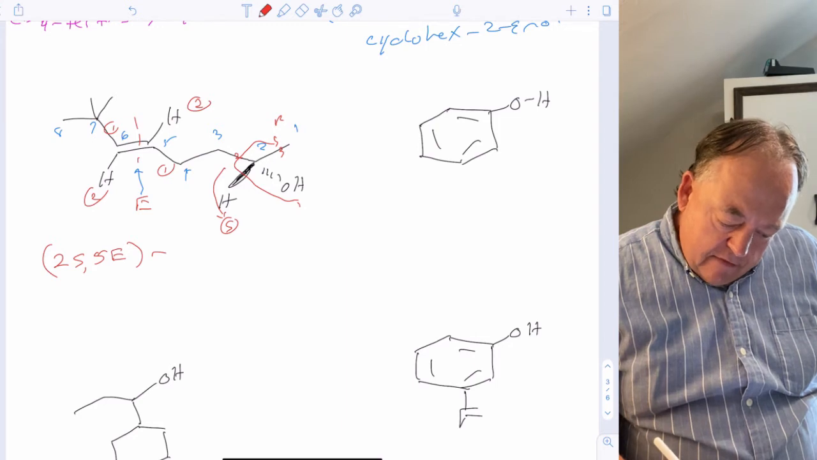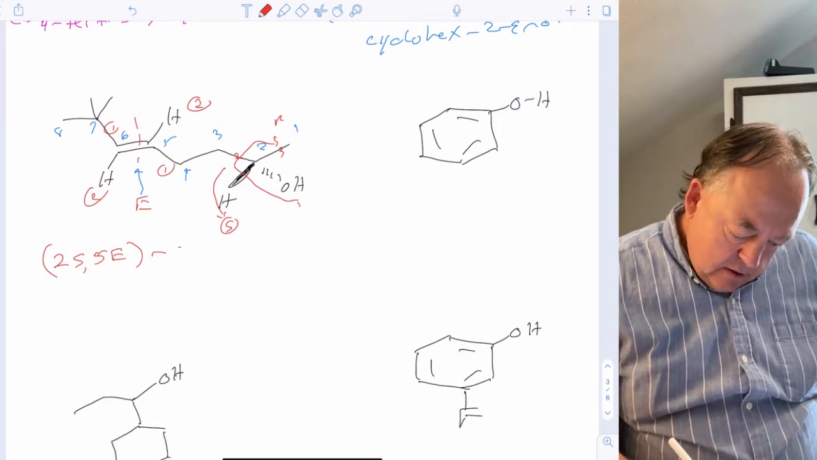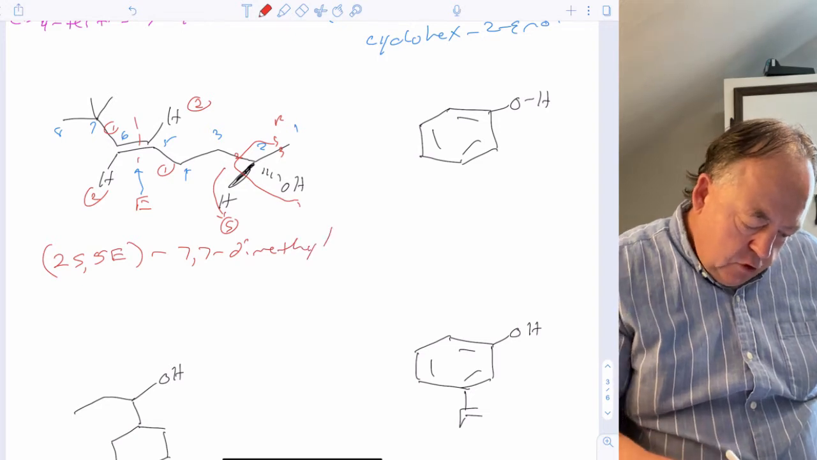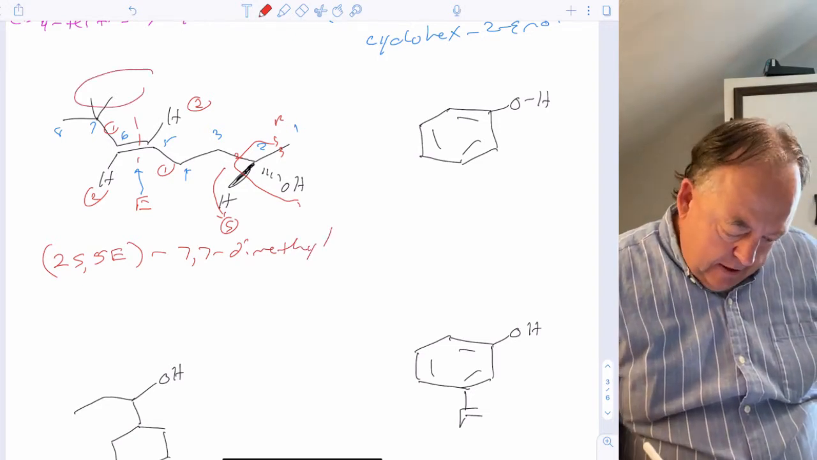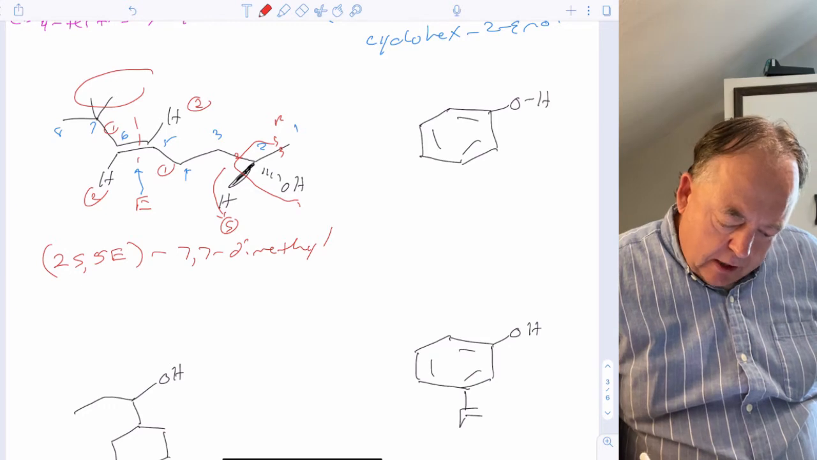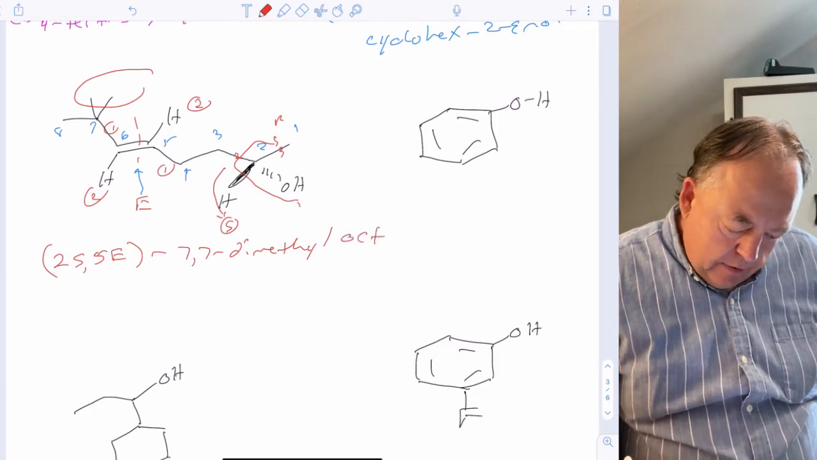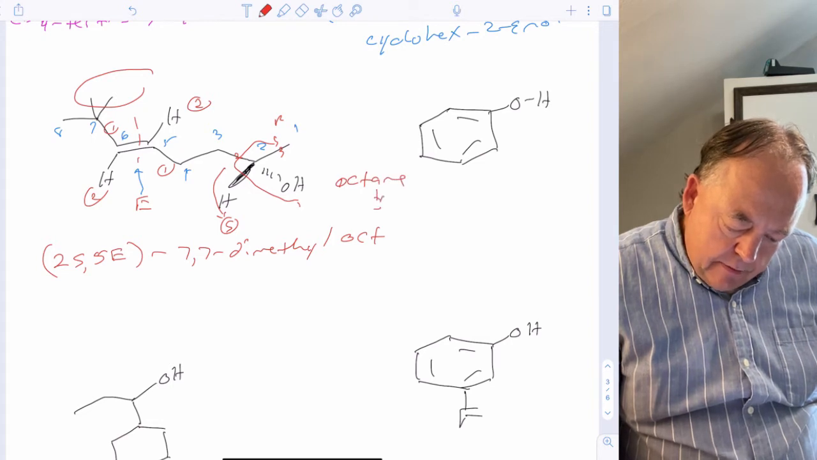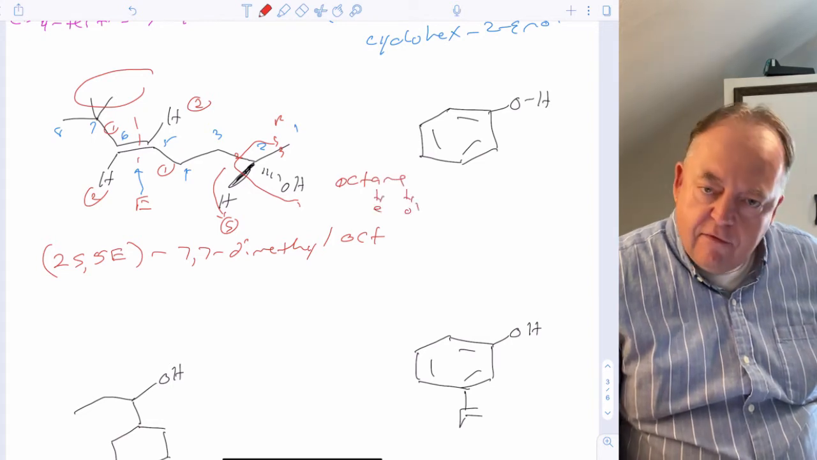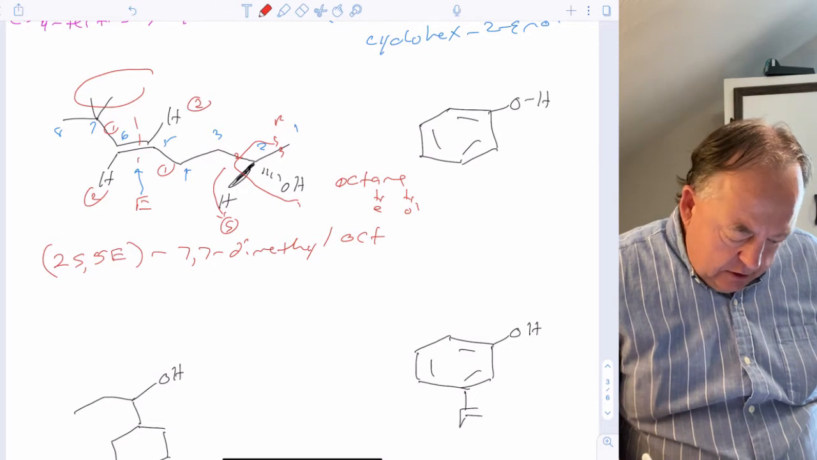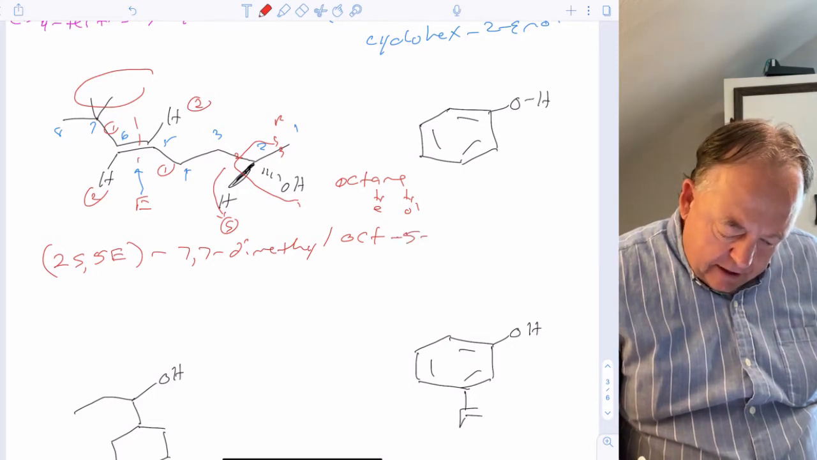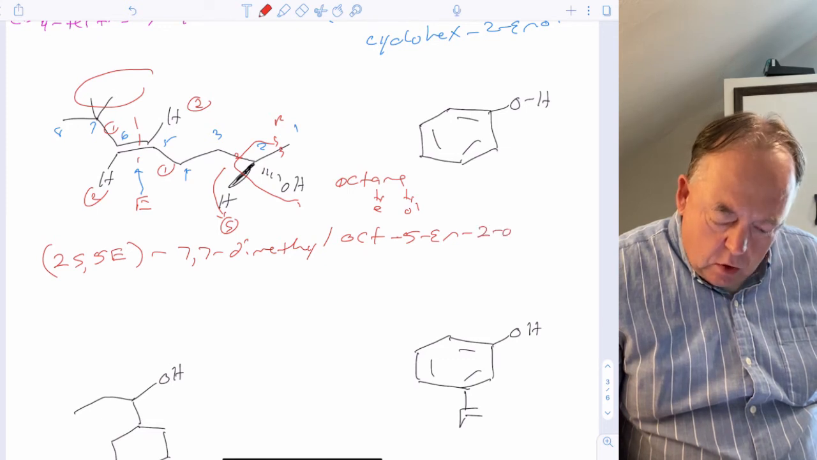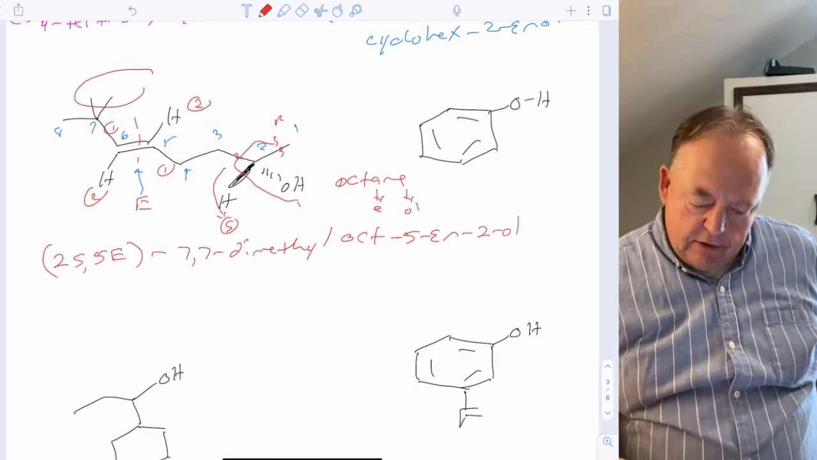And then we have a 7,7-dimethyl. All right, so 2 methyl groups here at carbon number 7. And then 8 carbons would be octane. The carbon double bond, so octane, that would become E for the double bond, and that becomes OL for the alcohol. So oct, the double bond starts at carbon number 5, so 5-en. And OH is at carbon number 2, so 2-ol would be the name of that molecule.